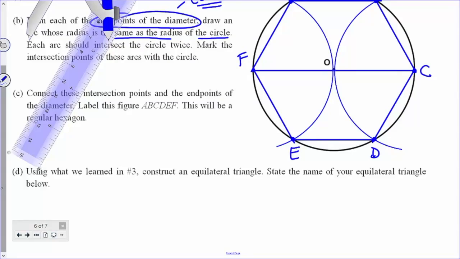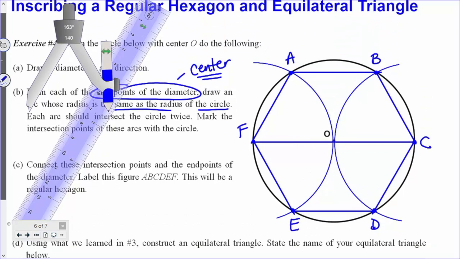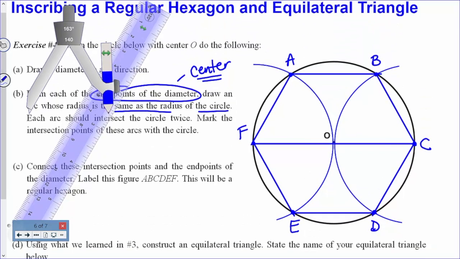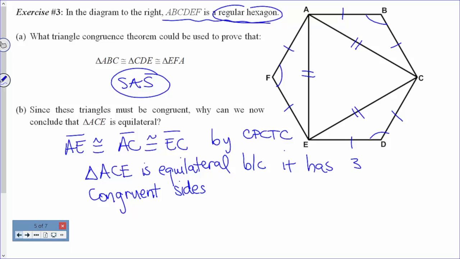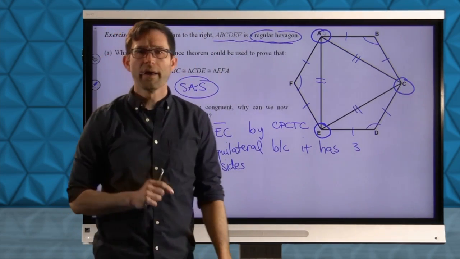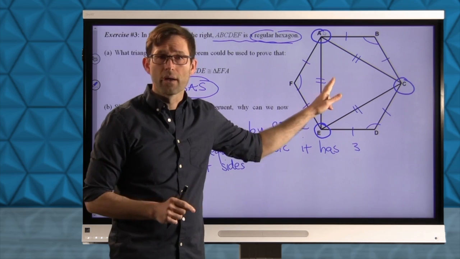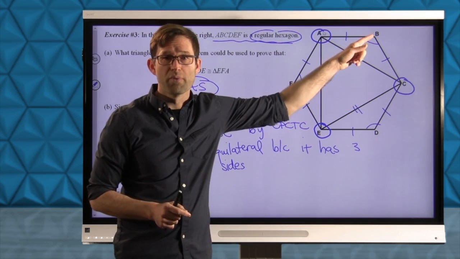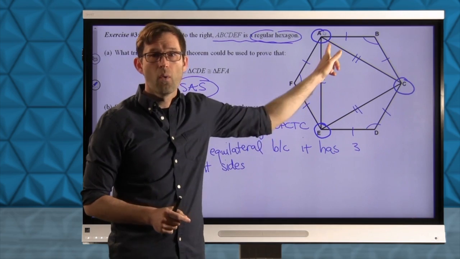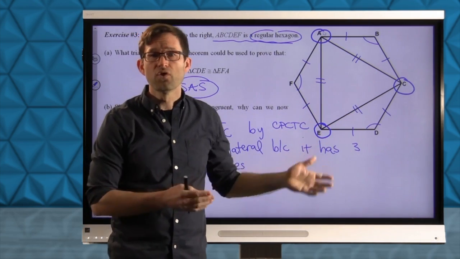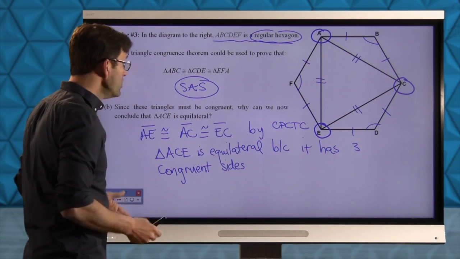Now letter D says, using what we learned in number 3, the last problem, construct an equilateral triangle. State the name of your equilateral triangle below. All right, so just in case you've forgotten what was on the last slide, let's go back there just for a second, okay? Now notice, what did we really see here? We saw that if we connected every other vertex of a regular hexagon with line segments, we would get an equilateral triangle. And it wouldn't matter which ones we started with. We could start with B and connect it to D and connect it to F, or A, C, and E. There's only 2 that you can really get out of this. But you just have to make a choice.